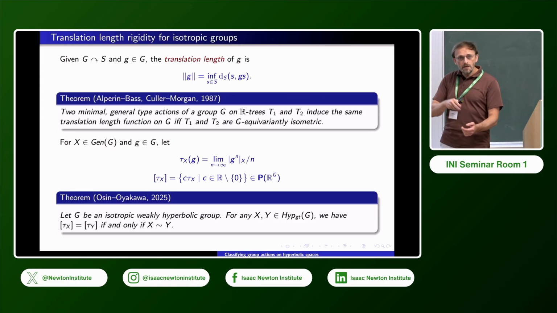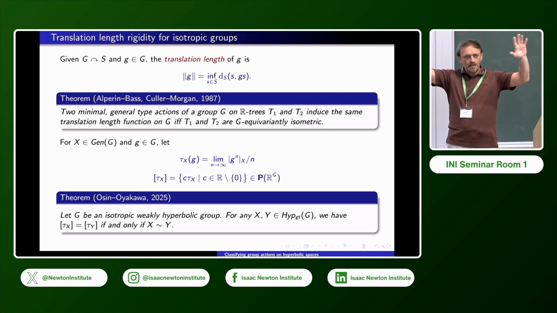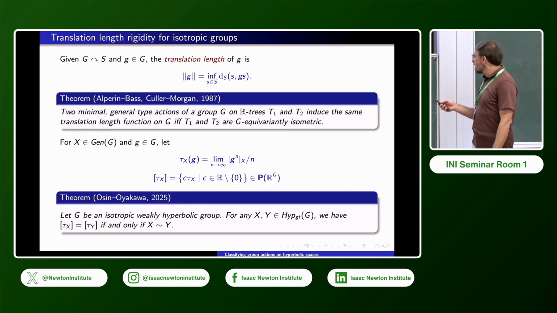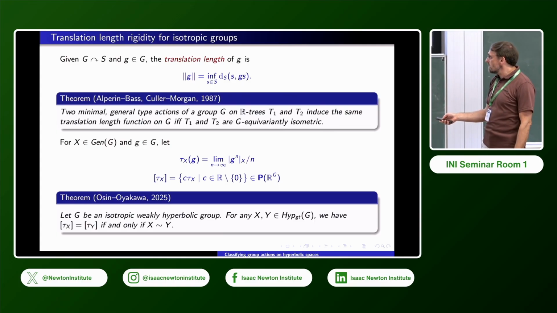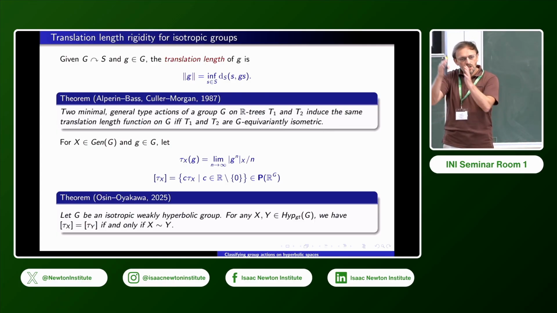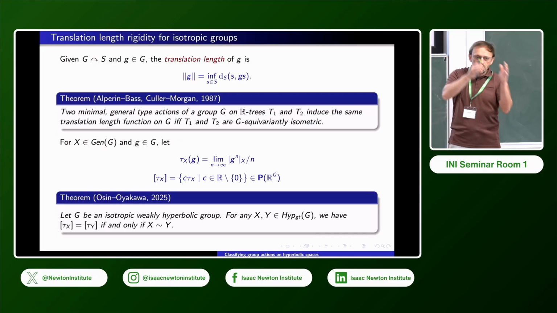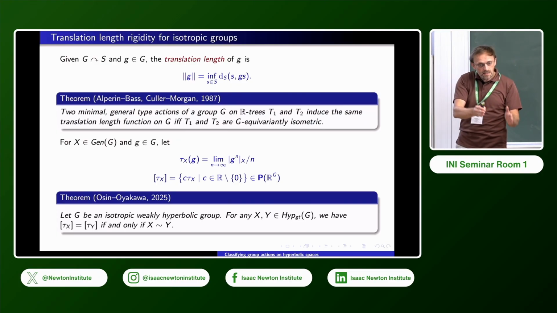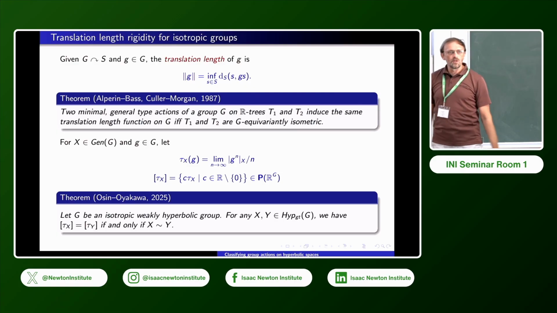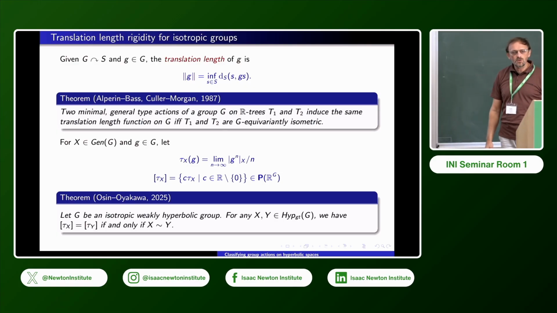Yeah. And in one way, it's non-trivial in both ways. Even if you know that two actions X and Y are equivalent, how do you know that the translation length functions, one is bounded by a multiple of the other and vice versa. But this is much stronger.